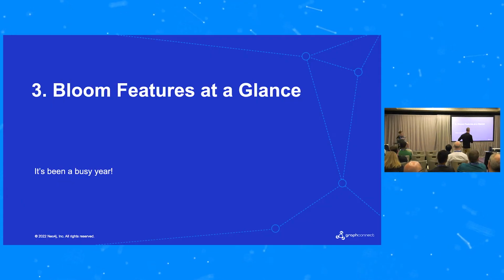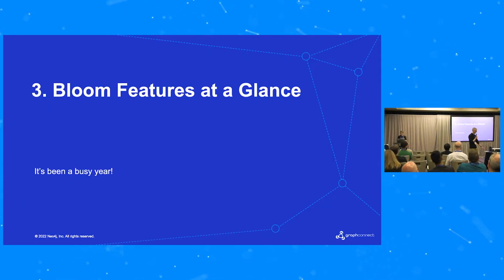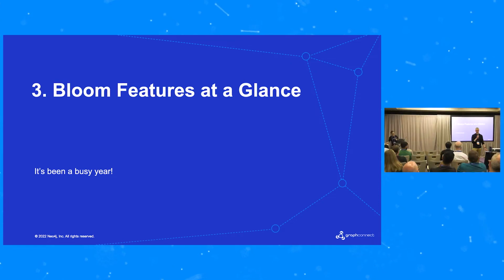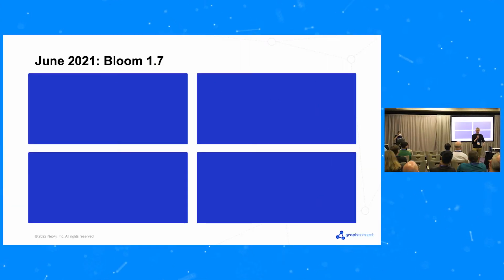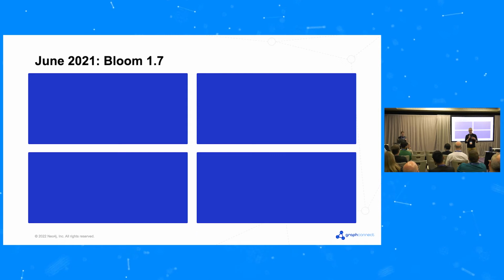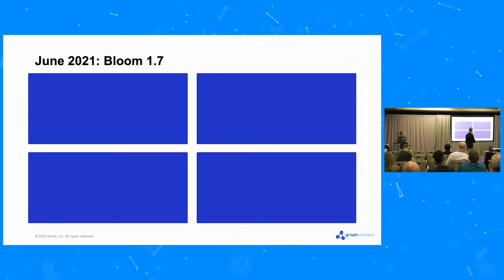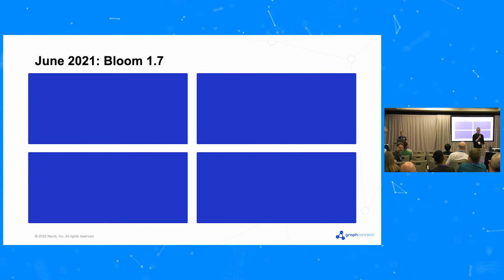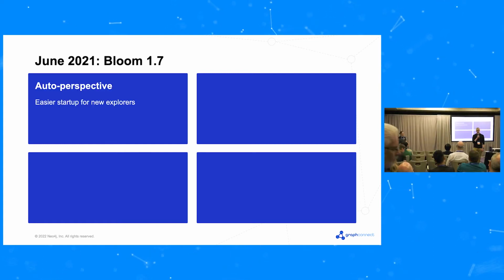All right, thank you. So, yeah, we're going to go through this section pretty quickly, I think, because I'll talk in more detail about some of the other features, and we don't want everyone to get too bored with running through 6 different versions of Bloom over the past year. Welcome, newcomers. So, we'll start with Bloom 1.7, which was released a year ago this month in June 2021.